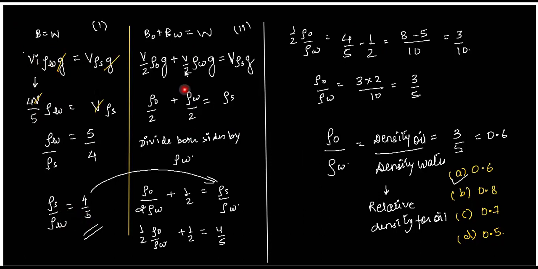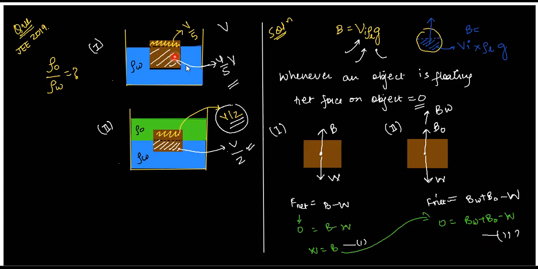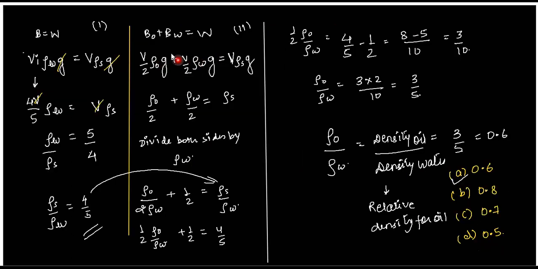Similarly, in the second case, we had a change in the submerged volume. In the first case there was only one liquid, of course, and it was 4 by 5. Here the submerged volume is V by 2 in both cases. So we just write V by 2 in both cases, the submerged volume, and expand to get the answer as 0.6. Correct? Easy to solve, right? Any queries, you may let me know.